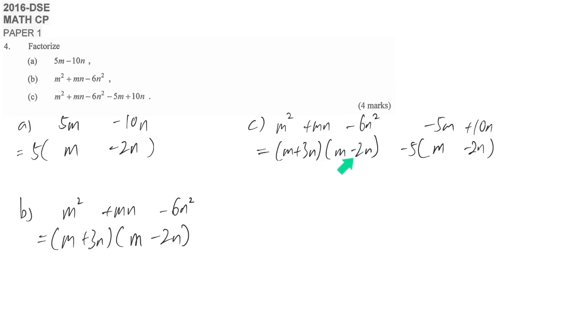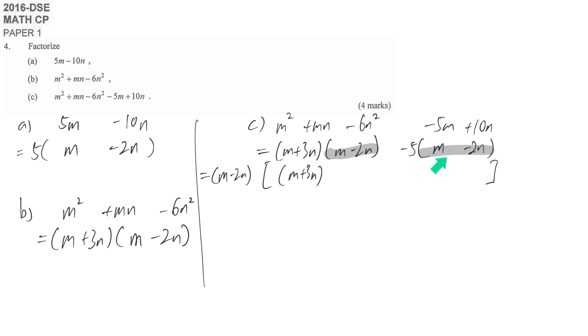So there are two terms. First term here, the second term here. We find that this bracket is common, so we are going to extract it and then write it on the left hand side. m minus 2n is extracted, and then what is inside, keep inside the bracket. For the first term, we remove this part, m plus 3n is left. For the second term, we remove this bracket, negative 5 is left.